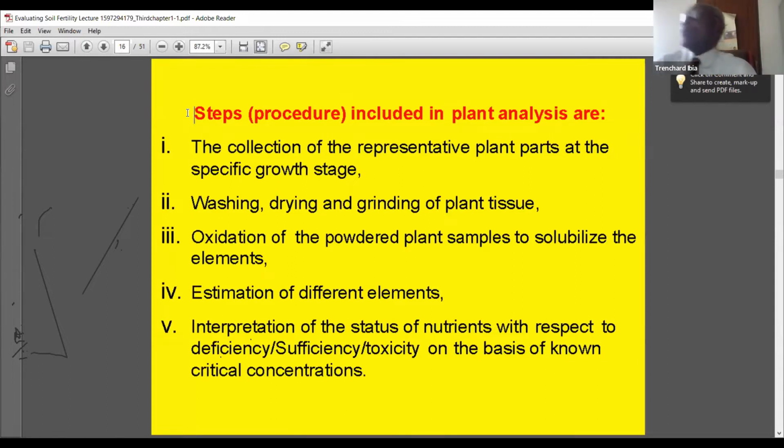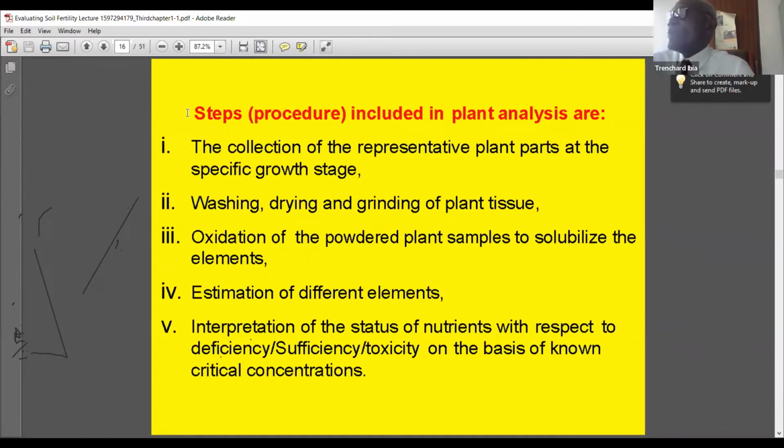What are the steps in doing plant analysis? As usual, you have to collect representative samples from plant parts at different stages. Sometimes you need to wash, dry, and grind. You can do oxidation of the ground plant samples to solubilize the elements. And you do estimation of different elements by the process of chemical extraction and analysis.